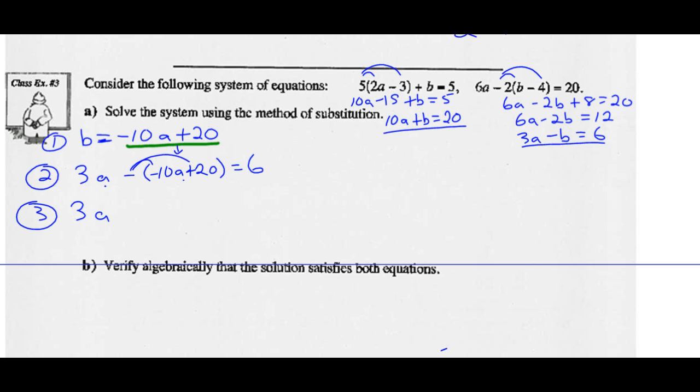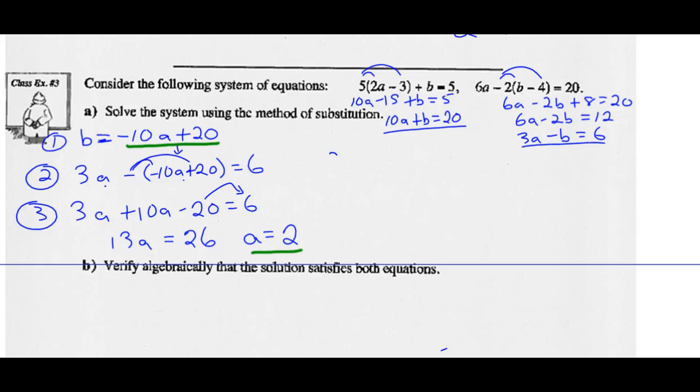3a, multiplied through by the negative sign. Negative times the negative is a positive 10a. And negative times 20 is minus 20, equals 6. Combine like terms. 3a plus 10a is 13a. And let's add 20 over there. 13a equals 26. Divide both sides by 13, and a equals 2. Great.